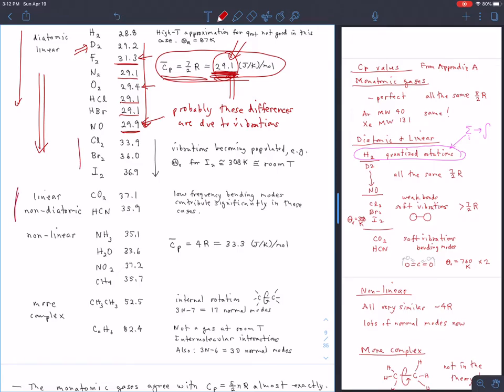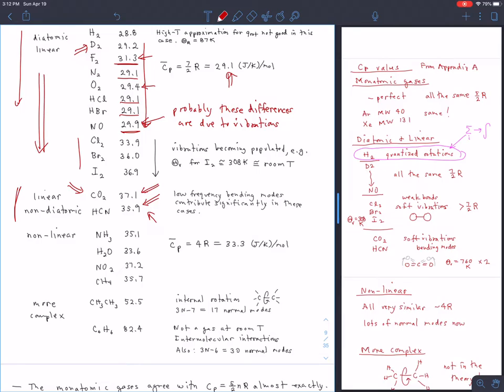Now let's look at the linear but non-diatomic cases. So these are cases where they're linear but three atoms in these two cases, and acetylene, for example, has 4 atoms. So some small number of atoms but still linear and not just 2 atoms. And now you can see that the heat capacities are consistently larger than you'd expect just on the basis of rotations and translations. And so it must be that vibrations are entering in here.